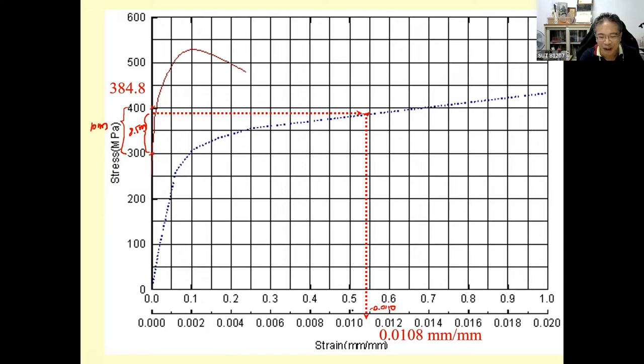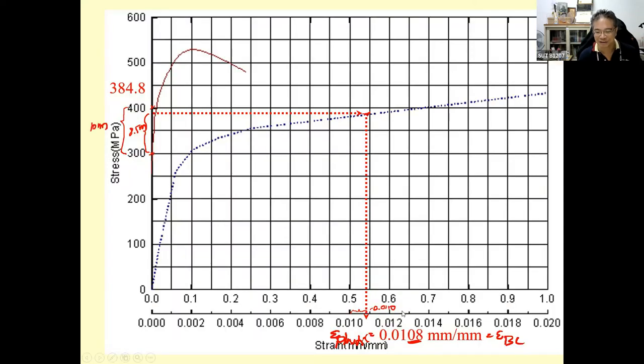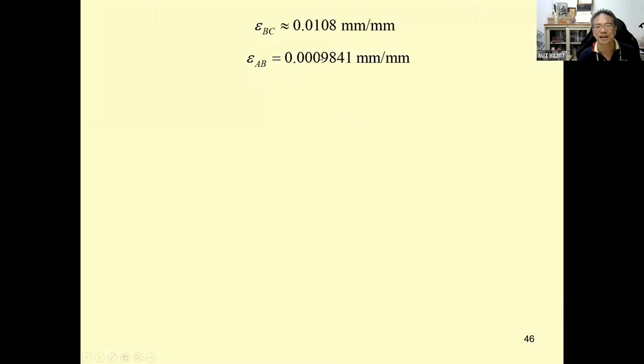And then you can do the proportion. This is going to be not 0.0110, but 0.0108. Now, this is going to be the plastic strain, the strain of BC. By doing this, you use the strain of the plastic. The elastic strain is going to be small, and this strain is going to be large. You can see that it is 100 times larger.